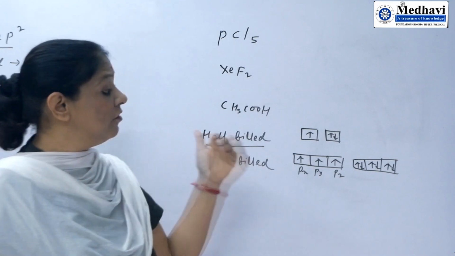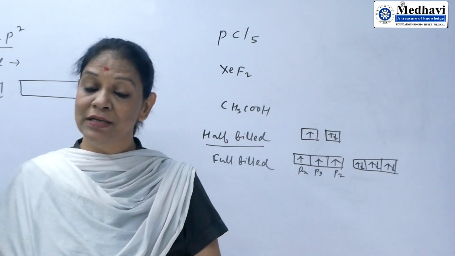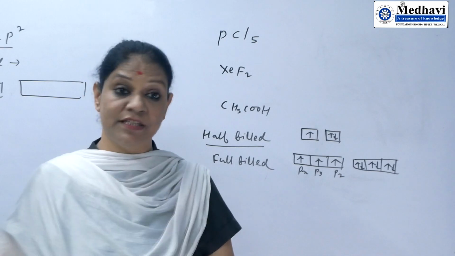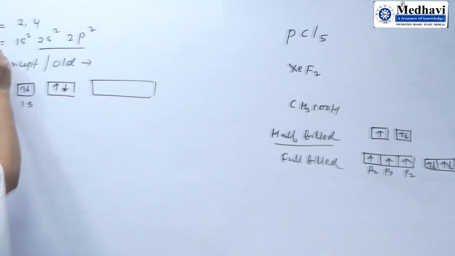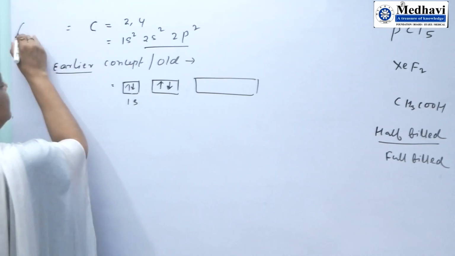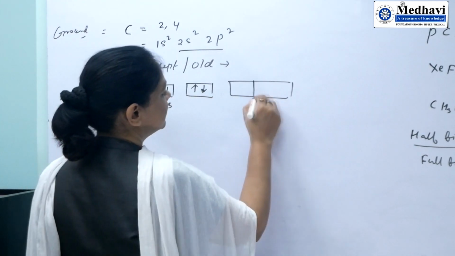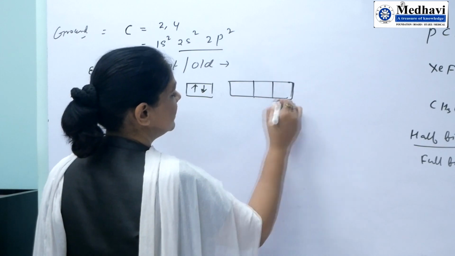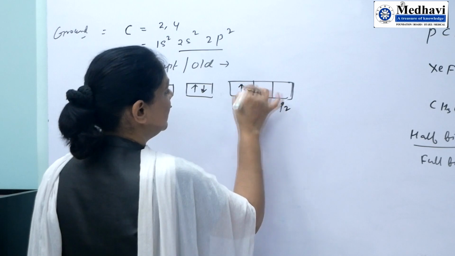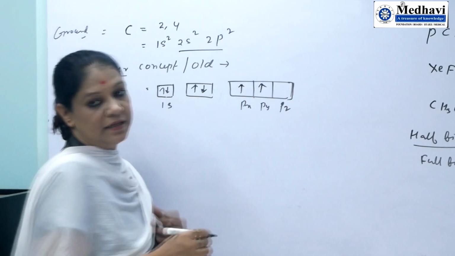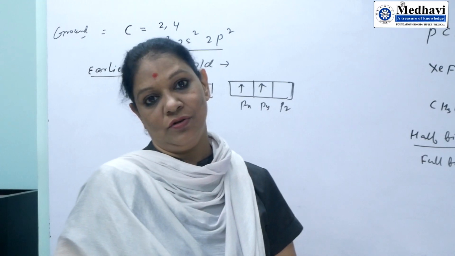So half filled and full filled orbitals are more stable than other orbitals. This concept you will get when you study the atomic structure chapter. So here, if we see the electronic configuration in the ground state, carbon has 3 orbitals, px, py, pz, but there are only 2 electrons in the p subshell. In px, 1 electron, and in py, 1 electron.